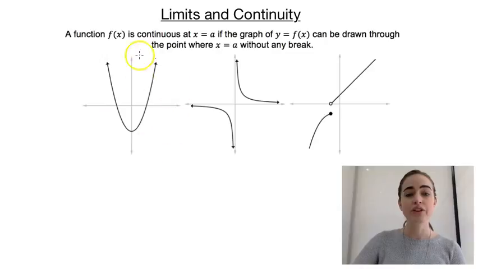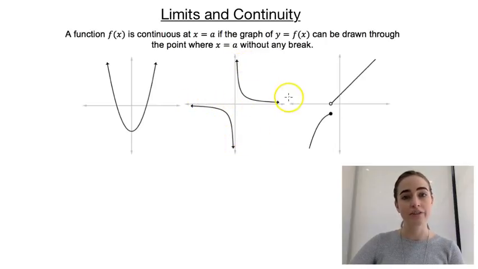So if we have a look at this first one here, this parabola, every point on there, because we don't have to lift our pen off the paper to draw that curve at all, that whole curve is continuous everywhere. If we have a look at our next one, our hyperbola, this one we've got two sections of our graph. So we do have to lift our pen off the paper to draw that. And the point where we have to lift it off the paper is at the point x equals 0. So this curve is continuous everywhere except at x equals 0.